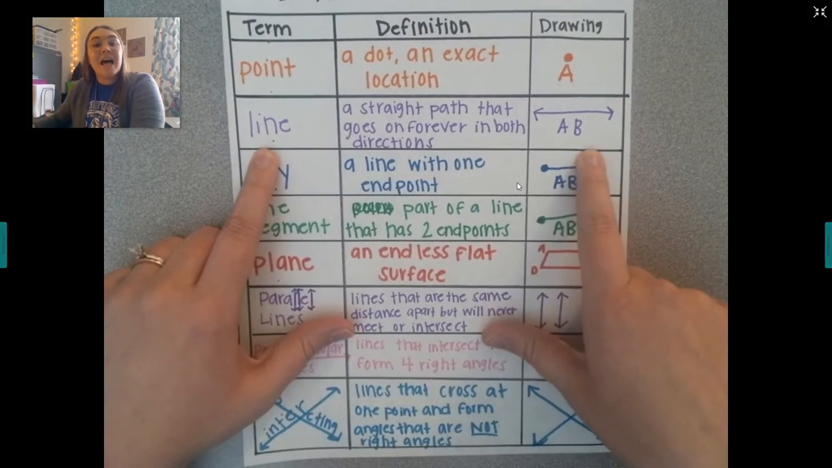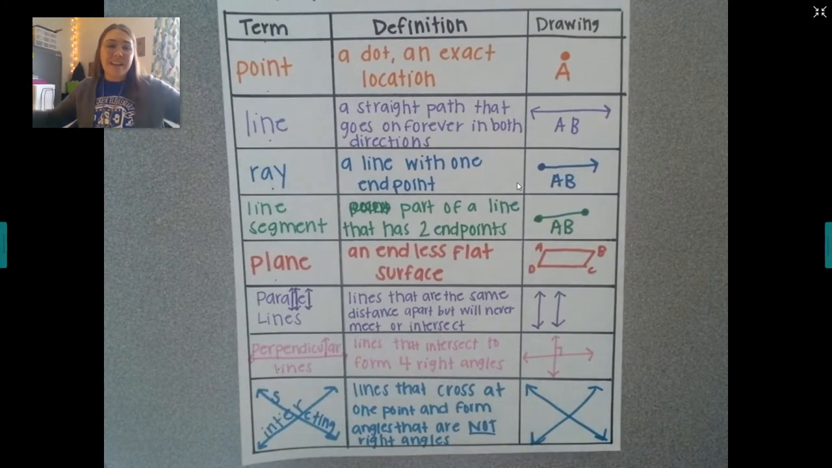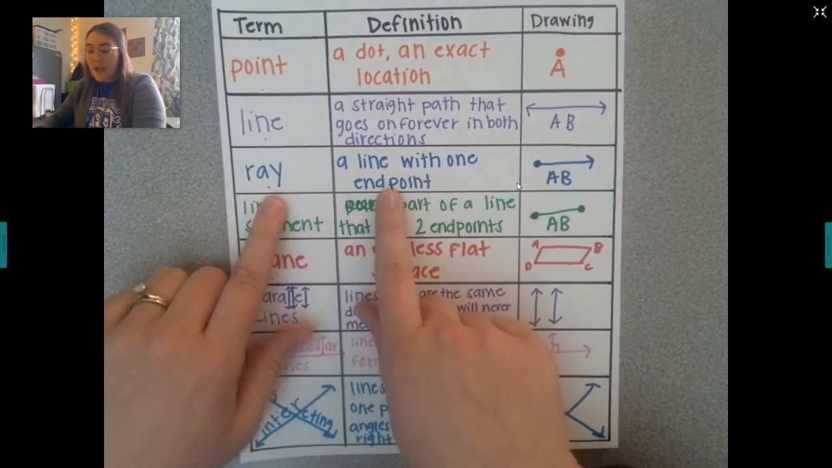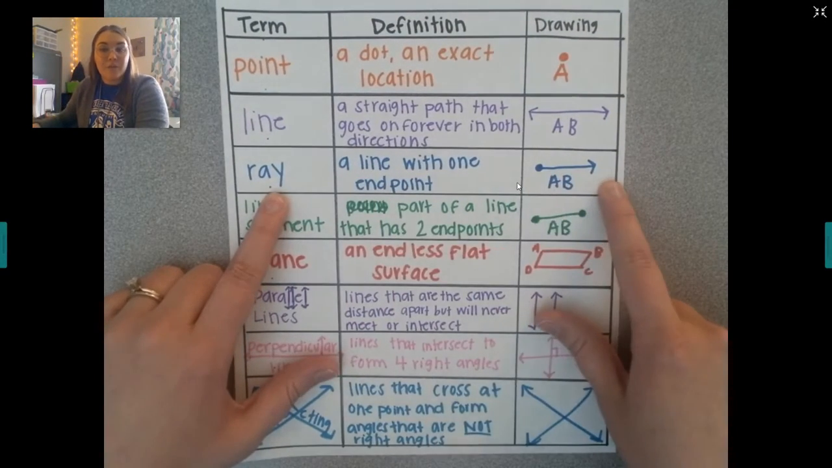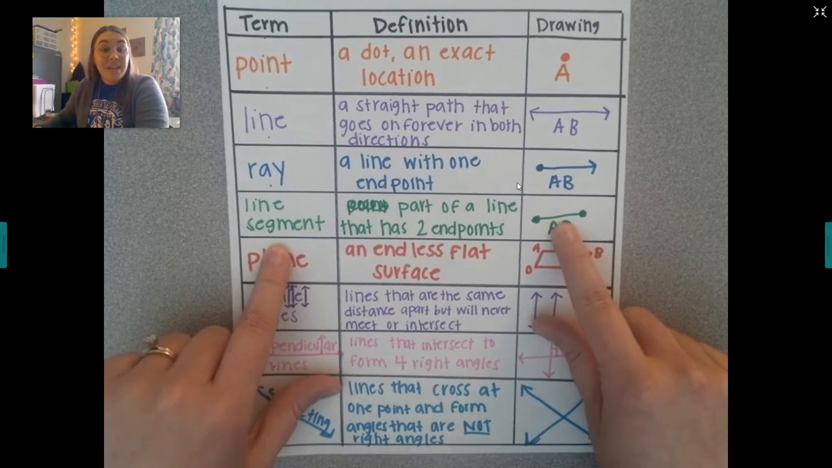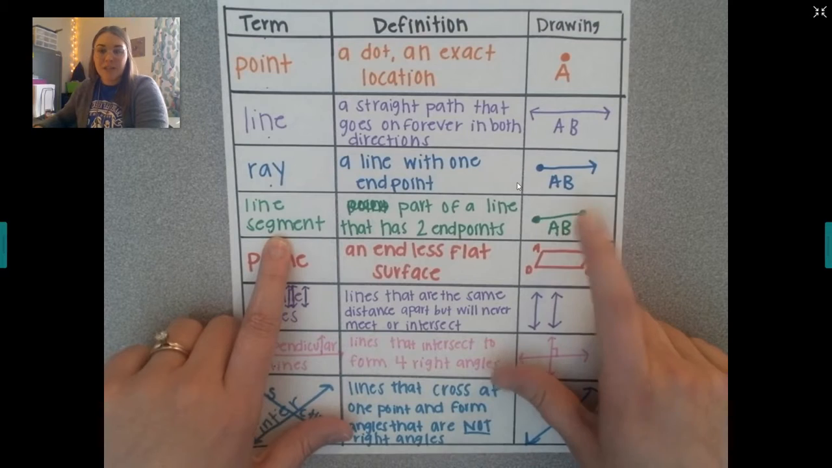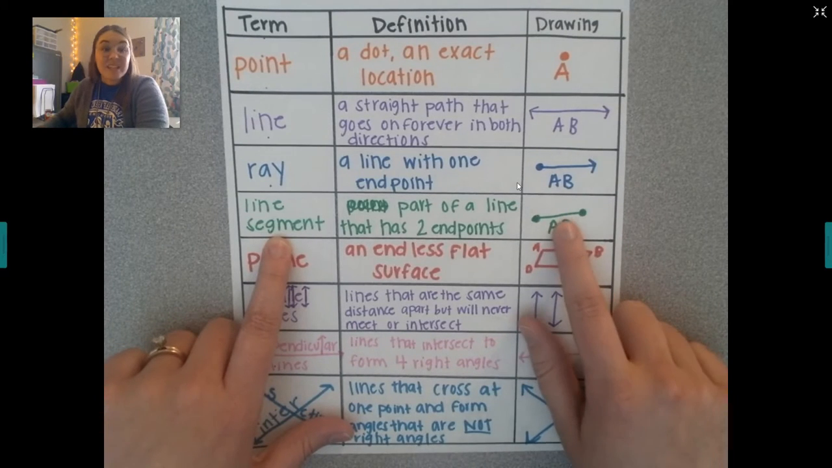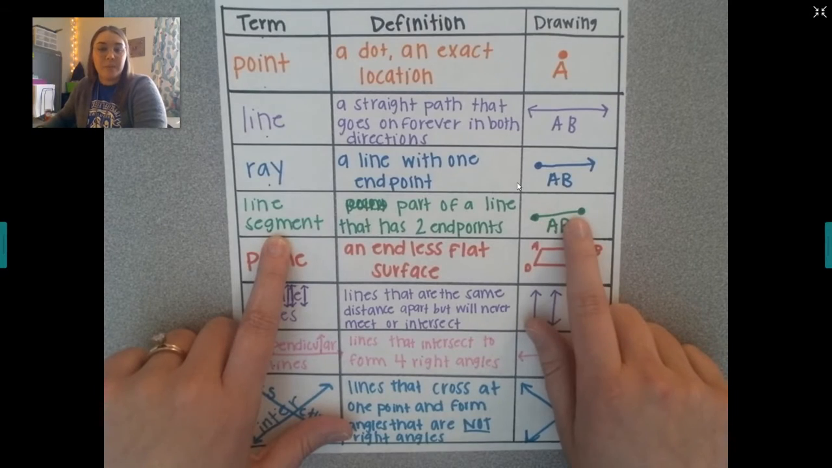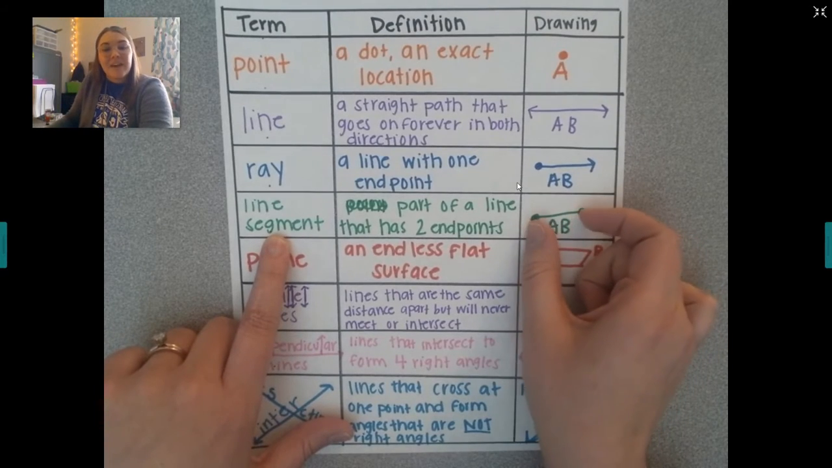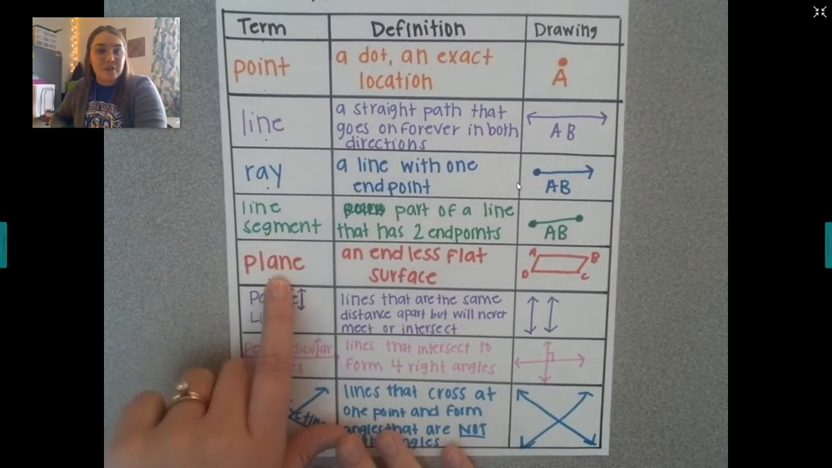Guys, a line has two arrows because a line goes on and on and on, and it never ends. Then we have a ray, and that is a line with one endpoint, and that goes on and on forever in one direction. Then we have a line segment, and that is when we see the two dots. A lot of you said this was a line. That's not a line. That's a line segment. And that is part of a line with two endpoints. A line segment, you can think of, is just a piece of a line. But a line goes on and on forever and it never stops.